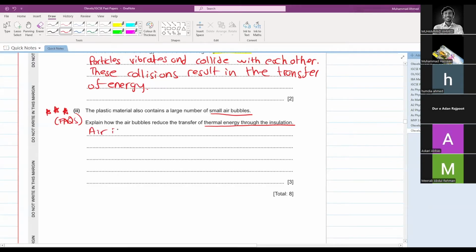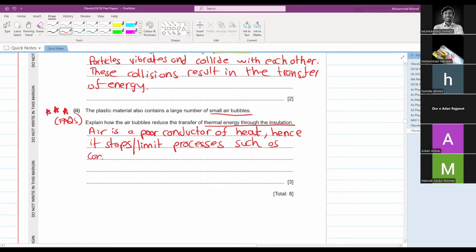Air is a poor conductor of heat. Hence, it stops or limits processes such as conduction and convection. This reduces thermal energy transfer.